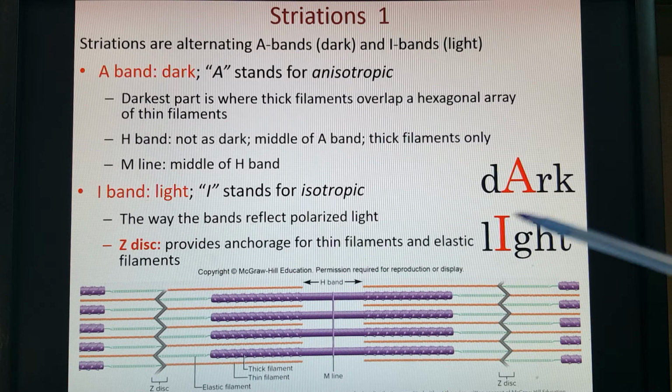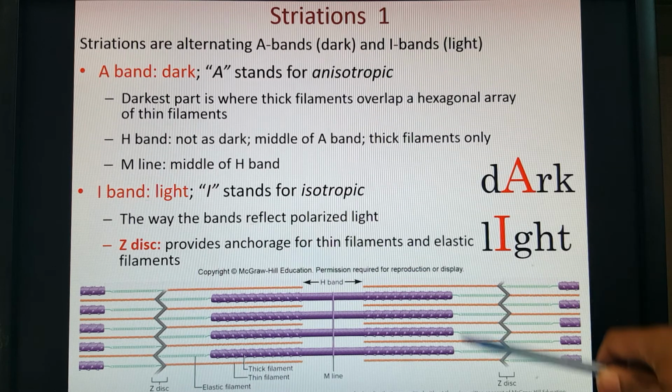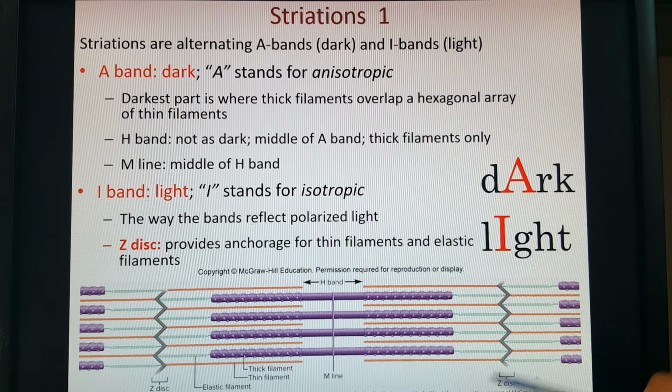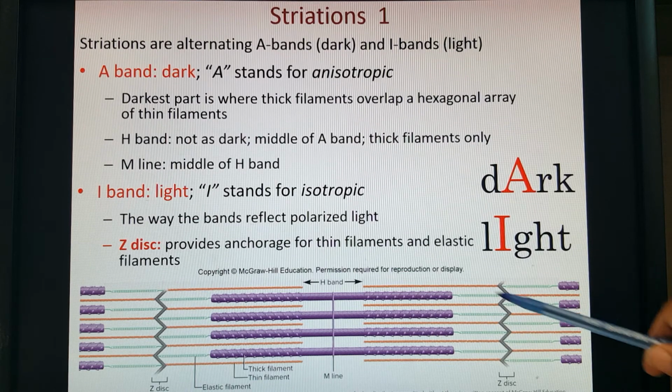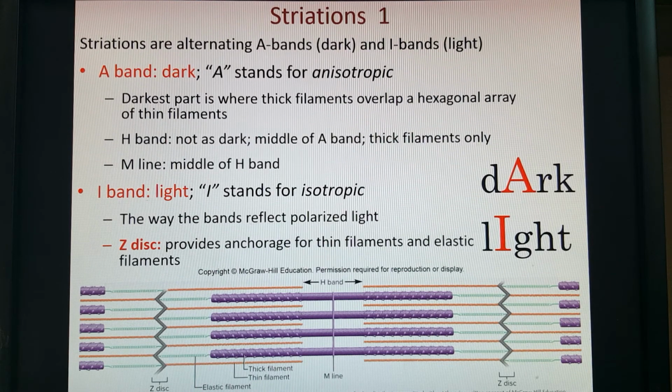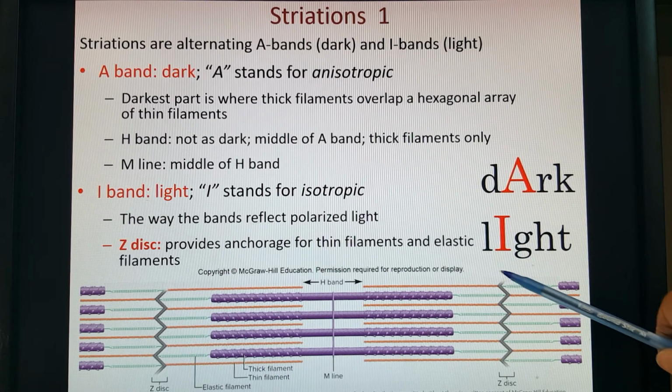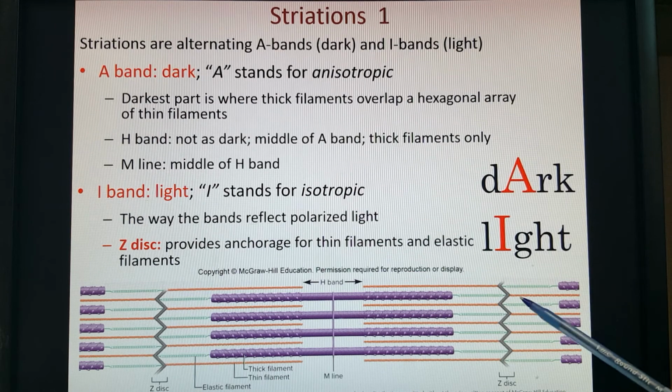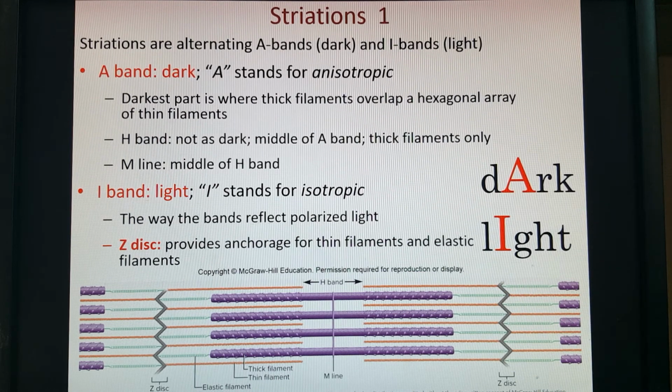This dark band is just part of what's causing your striation. It's the darker line in the striation. The lighter line in the striation is where you have your Z disc as well as just your thin filaments. I don't care about you knowing about the elastic one, which is the green ones. It's not on the test. But I do want you to know we're in our I band, which is our light colored band. We have our Z disc, and the Z disc is the anchoring point for our thin filaments.